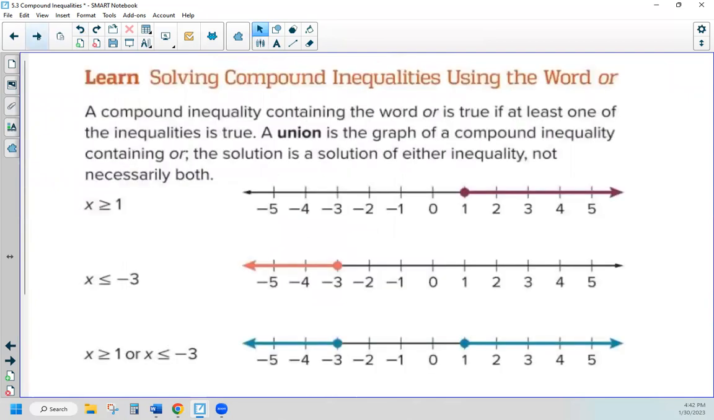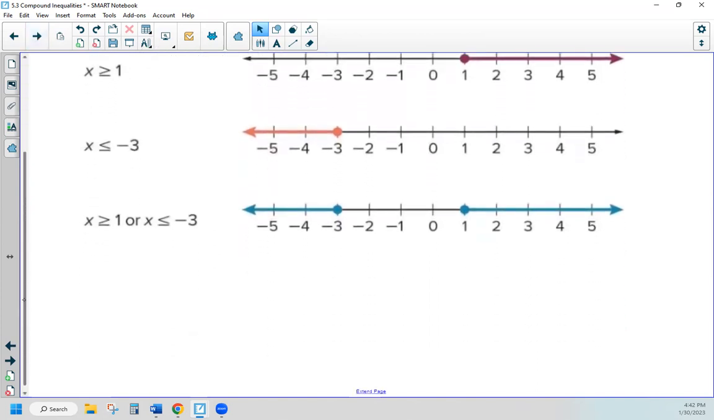All right, so a compound inequality containing the word or is true if at least one of the inequalities is true. A union is the graph of a compound inequality containing or. What this means is, we've already talked about the and inequalities. Now we're going to learn about the or inequalities. It's kind of like when your parents tell you, you can go outside if you clean your room and do the dishes. That's one idea. The other idea is you can go outside if you clean your room or do the dishes. So the or one is a lot more flexible. It means I can just clean my room and then that's it. I don't have to do the dishes. Yeah, that's exactly what it means.